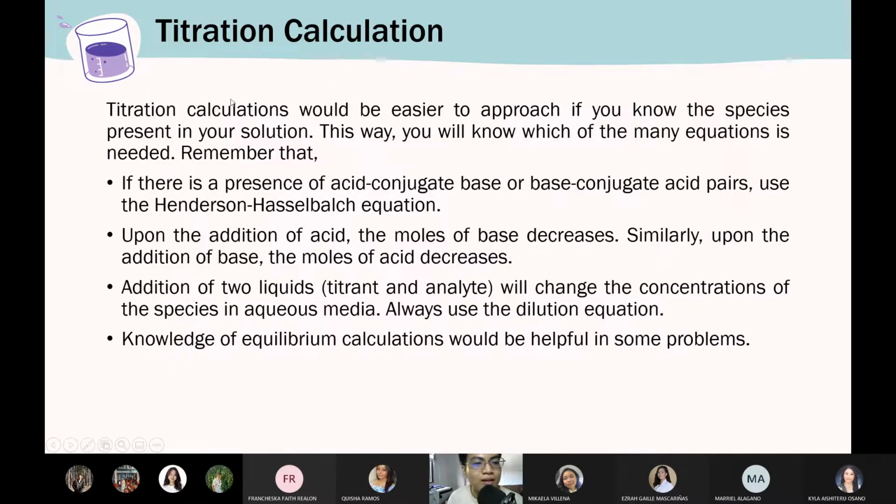Now, let's talk about what to expect in this chapter. It seems like it's another titration calculation. Yes. But as I said earlier, in chapter 4 we solved for the volume, the concentration, or the molar mass of the analyte. But in this topic, what we're going to do is determine the pH of the solution as it is being titrated.